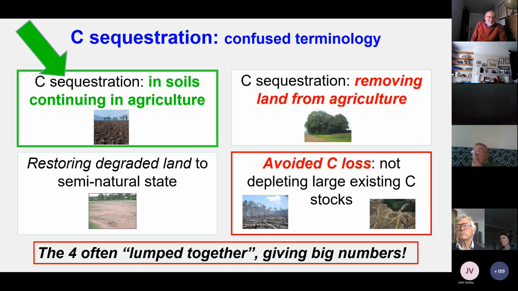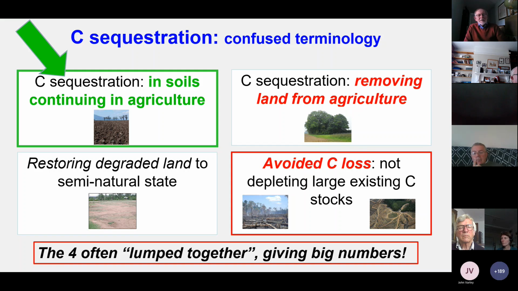Now, I think another issue with thinking about carbon sequestration is what I've called confused terminology. I'm focusing on the top left-hand box in green. How much carbon can we sequester in soils that continue in agriculture? Now, the top right-hand box is about removing land from agriculture. There are some opportunities for that, but I think not huge.